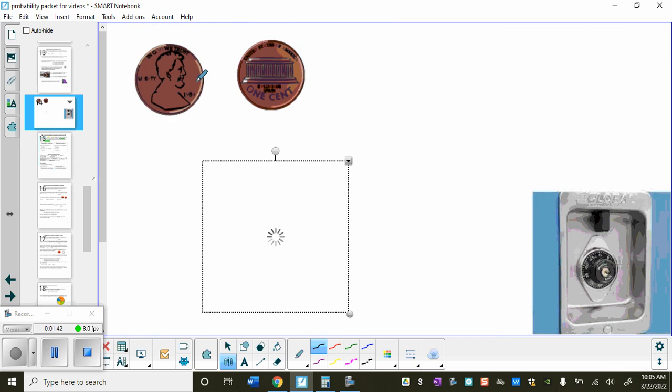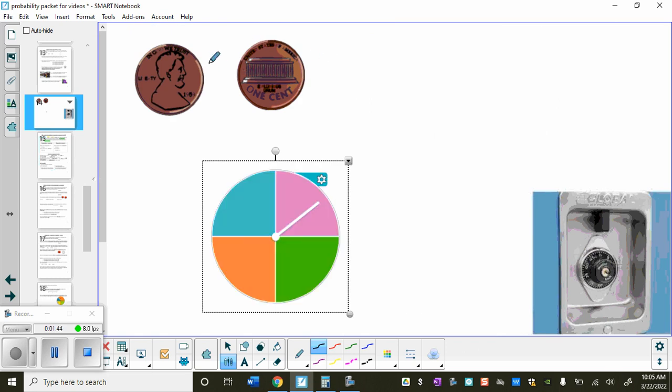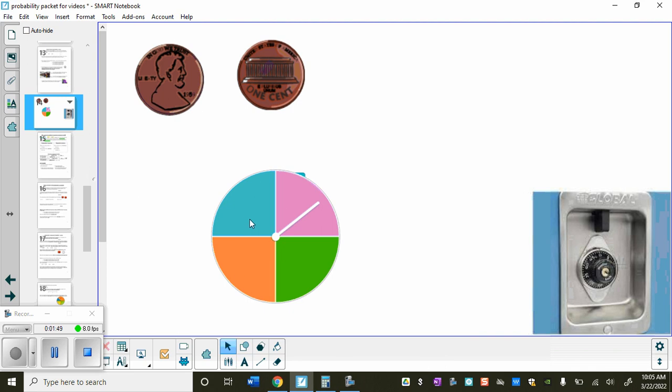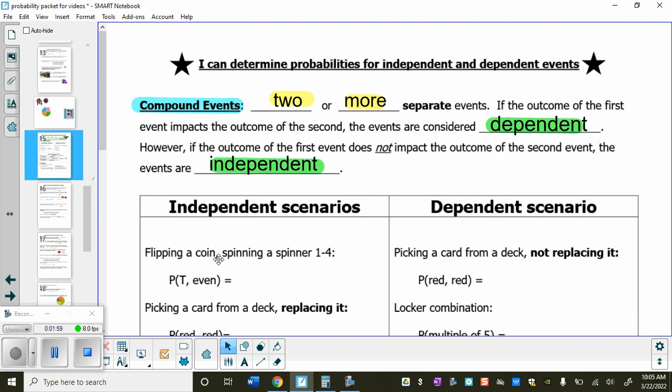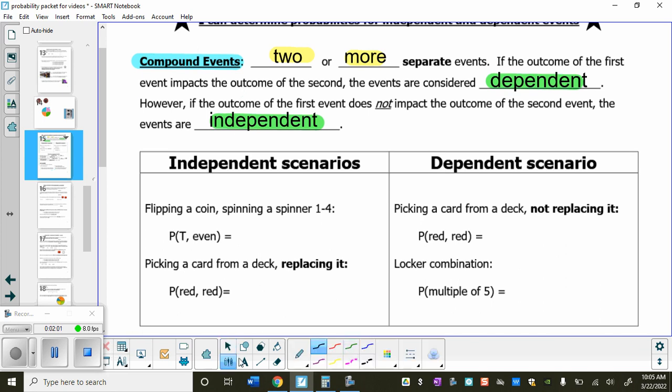Now I have here, this is me flipping the coin. When I flip the coin, it doesn't matter if I get heads or tails. That will not impact whatever happens down here when I spin the spinner. So because the result of this first event has absolutely no impact on what's going to happen here, these are separate independent events. Okay, so that's why that's listed here under independent.